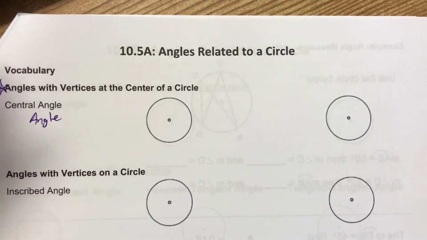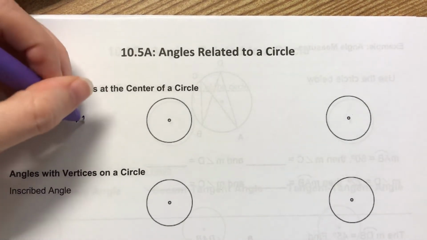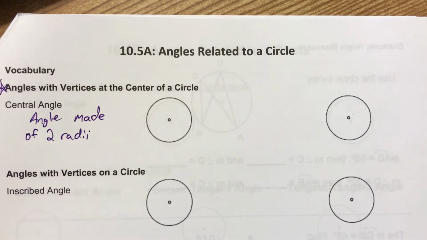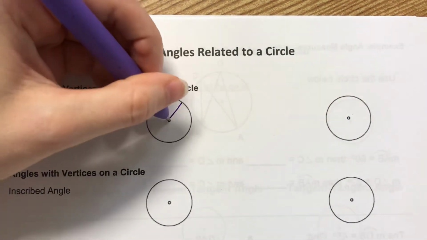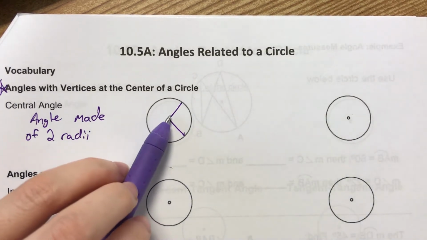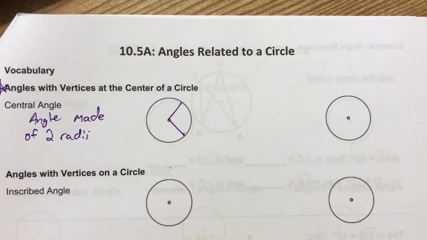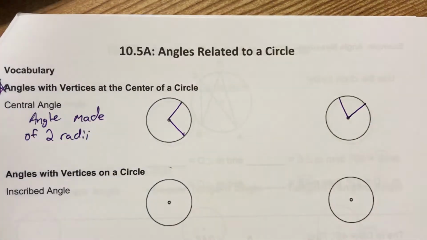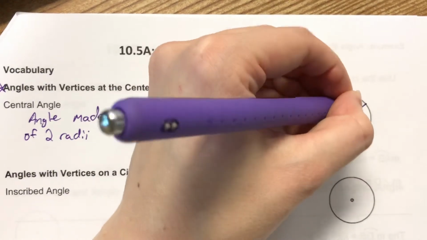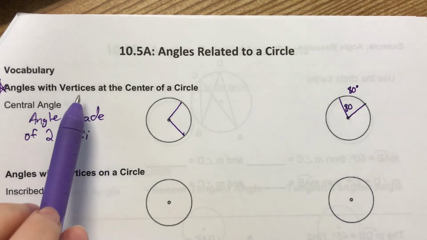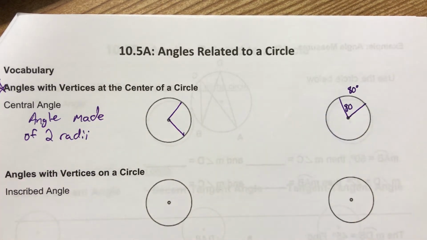And actually, it already says angles with vertex at center. So we'll say it's an angle made of two radii. So from the center to the edge, we can make one radius and another radius, and we've created a central angle with its vertex right here at the center. And then for examples of how to measure these, they're just measured by the same measurement as the inner angle. Well, the inner angle and the outer arc. So if this inner angle is 80 degrees, its outer arc is also 80 degrees. So when an angle has a vertex at the center, its angle and arc measurements are the same.